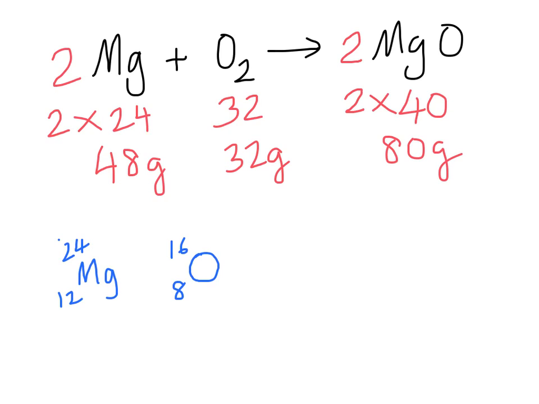For example, you can even stretch this further. If I divide this number by 10, and this by 10, and this by 10, I get a different ratio of reacting substances. I'm going to write that here, 4.8 grams. So if I take 4.8 grams of magnesium, I will need 3.2 grams of oxygen to react with it completely, and I will get 8 grams of magnesium oxide. You can predict for any given mass of substances using this ratio.